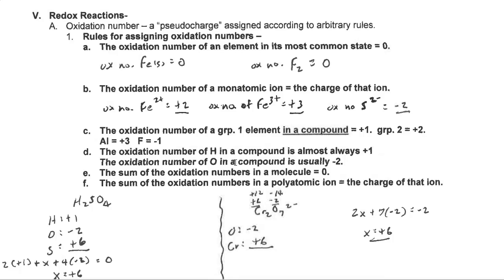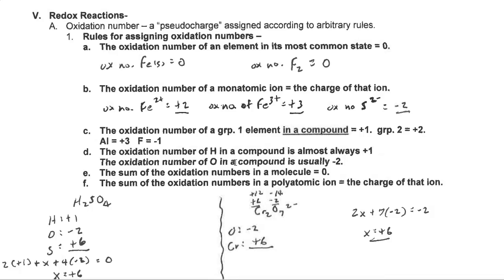Oxidation numbers are a pseudo-charge assigned according to arbitrary rules. In other words, the reason that things have the oxidation number they have is, well, because the rules say they do. Is it totally arbitrary? Is there no rhyme or reason? No, there's kind of a rhyme or reason to why they have the numbers they have.